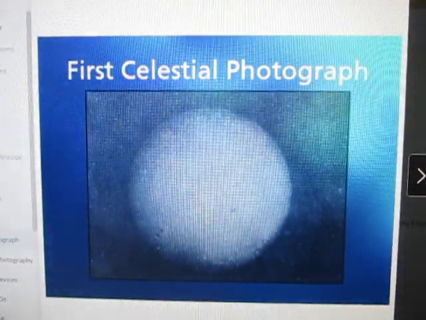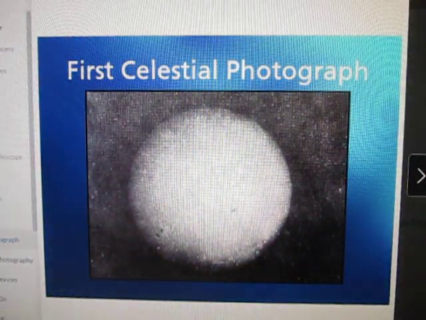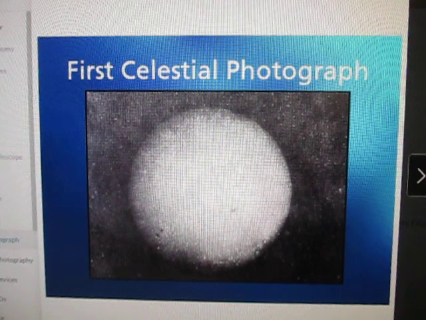This is the world's first successful celestial photograph. It is an image of the sun made by French physicists Fizeau and Foucault in April of 1845.